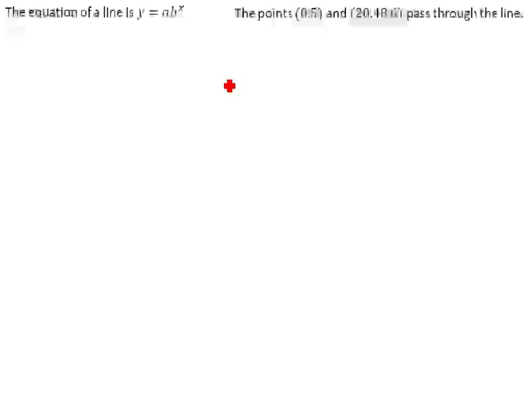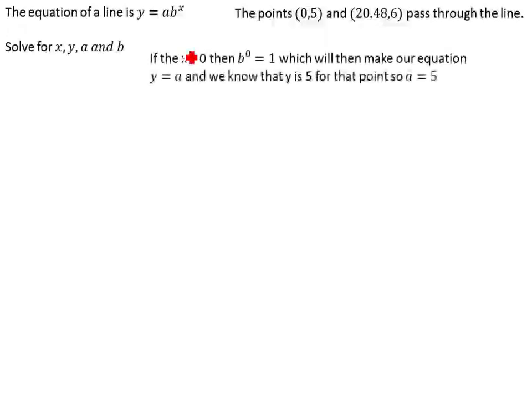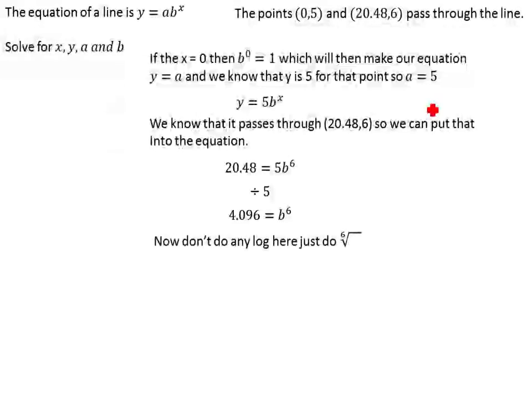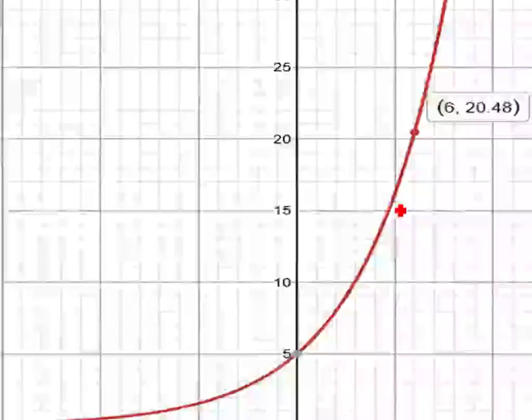So we know that these points pass through this line, y, and we have to solve for all of these. If x is 0, then, as I said earlier, any number to the power of 0 is 1, which means that 1 times a is always going to be a, so y equals a. We know that a is then 5, so let's put it into this equation. Now we also know it passes through the point 20.48 and 6, so we put them into the equation, and we get this. Now we solve for b, divide by 5, and here's the part, if you get this, just do the sixth root of that. It's really not hard, and here's the equation of that.